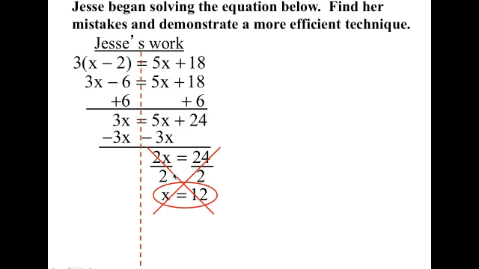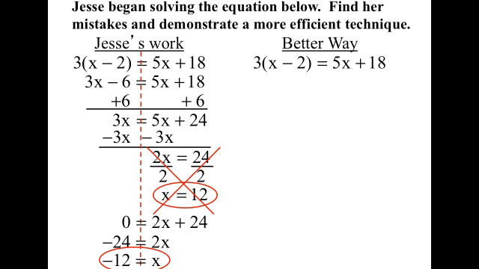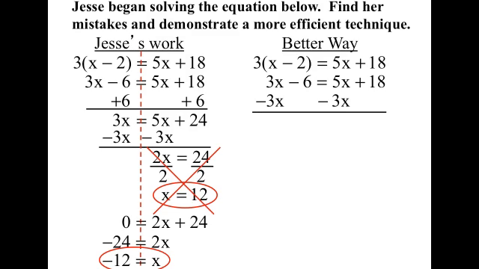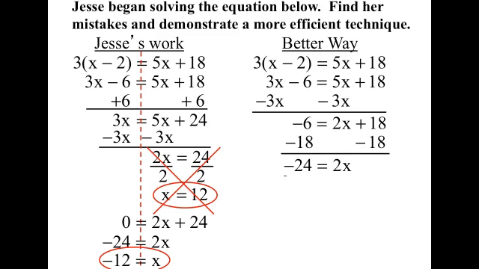Okay, now check your work. So let's do this. Distribute first. Move my x's to one side. So I get negative 6 equals 2x plus 18. Subtract the 18. x equals negative 12. Notice my equal signs have stayed lined up the whole way through. I want you to work on that. Make sure your equal signs are staying lined up.